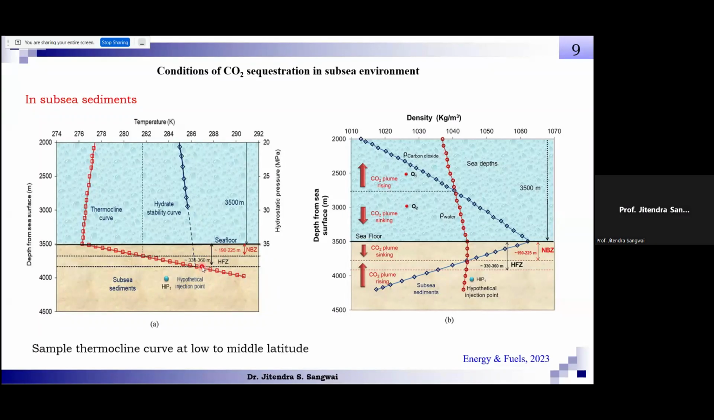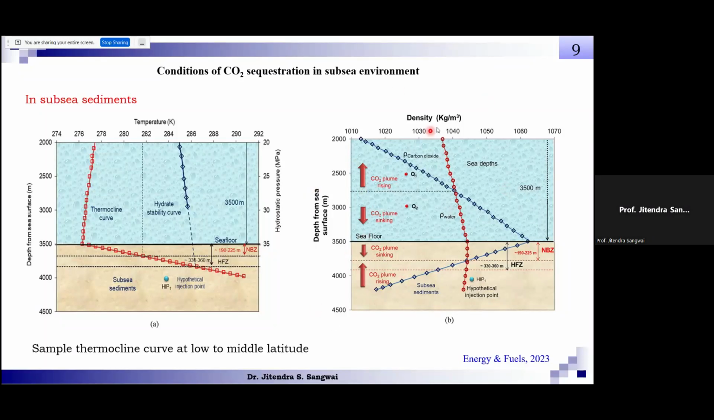So beyond that, if you try to inject, say about 500 meters somewhere here, below the seabed, so somewhere here, 3,500 plus another 500 meters, it's possible that the temperature may be away from your hydrate stability zone. And therefore, even if you inject carbon dioxide, it's possible that it may not form hydrate, right? However, look at another figure here.